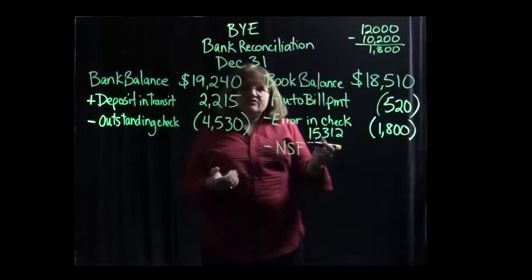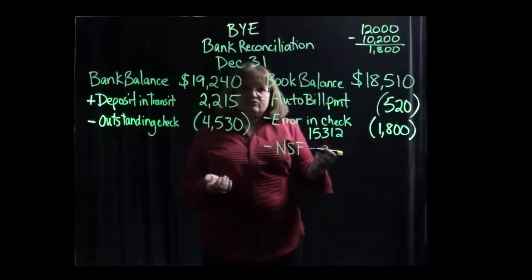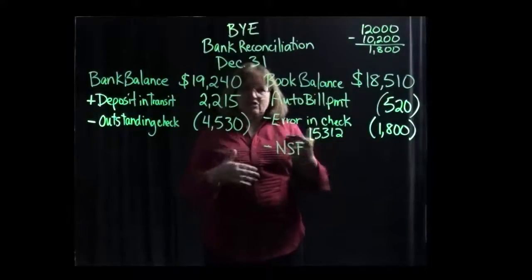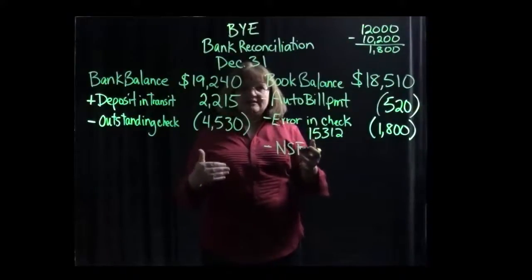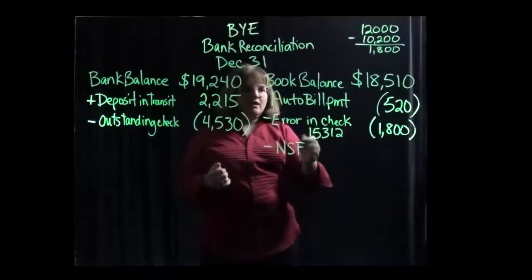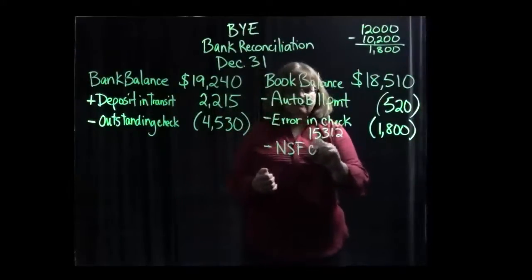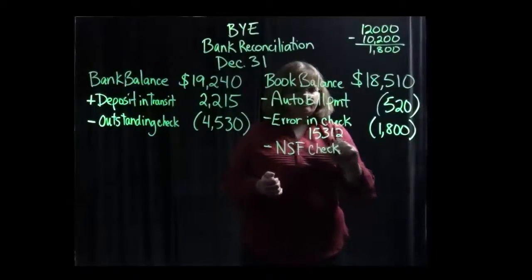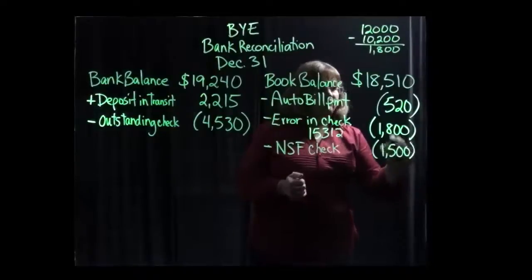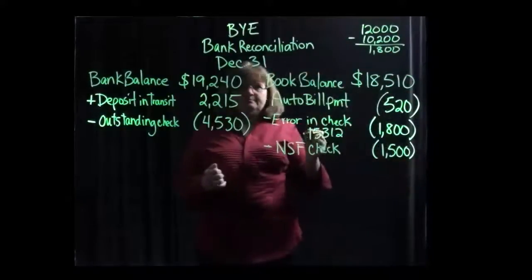Now that doesn't mean they're just going to give up on getting that customer's money. They're going to subtract it for now from their balance, but then they're going to begin collection procedures to try to collect that money from the customer because the customer does owe that money. Okay, so we subtract the NSF check for $1,500 from the book balance.